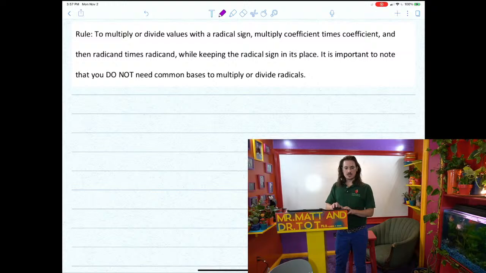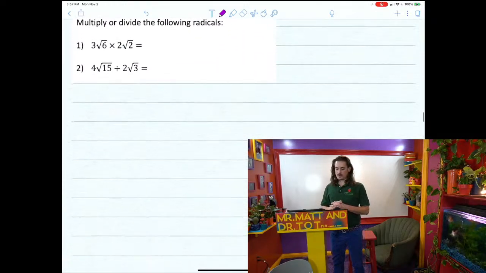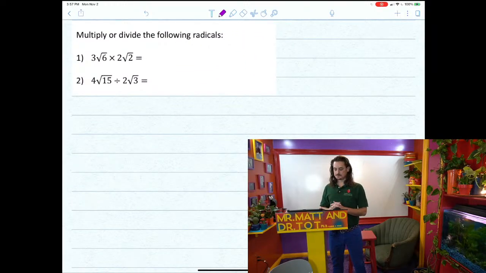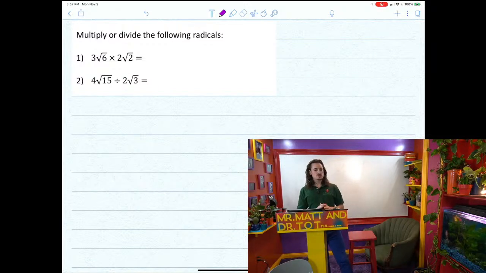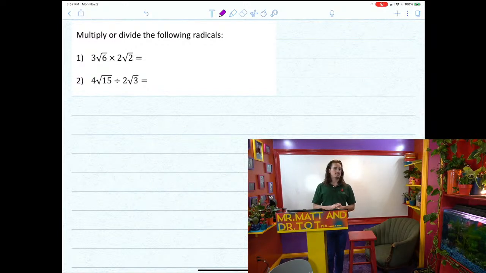Otherwise, I'd like to take a look at problems 1 and 2. So remember, coefficient times coefficient, radicand times radicand, and then if you can simplify the value underneath the radical by factorizing, you'd want to do that as well. So I'm going to give you 3 minutes. I'd like you to give these 2 problems a try, and then I'll give you the solution.